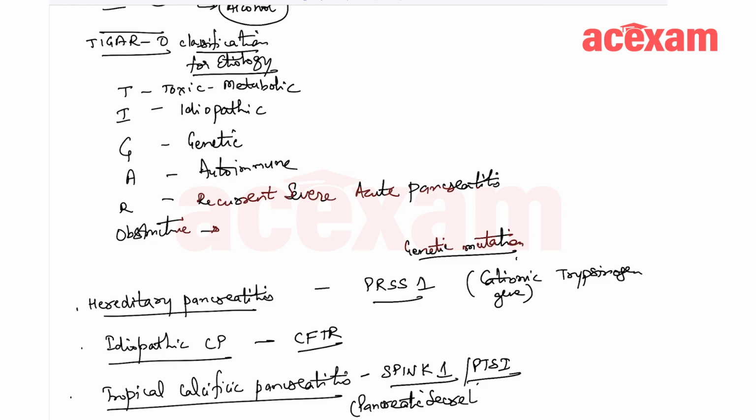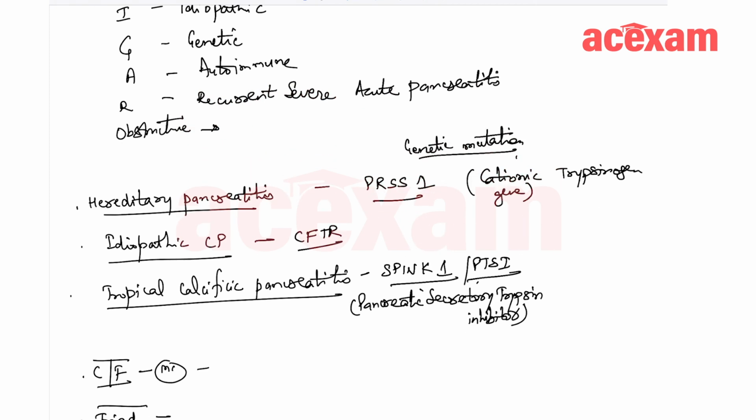SPINK1 gene, also known as PSTI gene, where PSTI stands for pancreatic secretory trypsin inhibitor, or trypsin secretory inhibitor. So, SPINK1 is responsible for chronic pancreatitis.